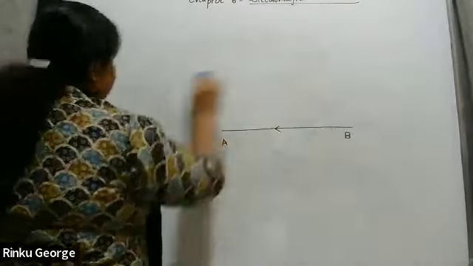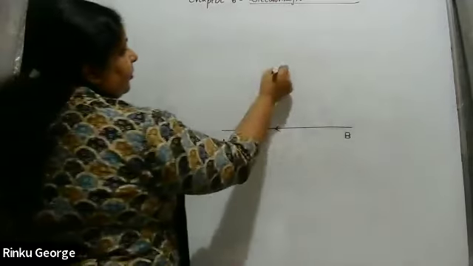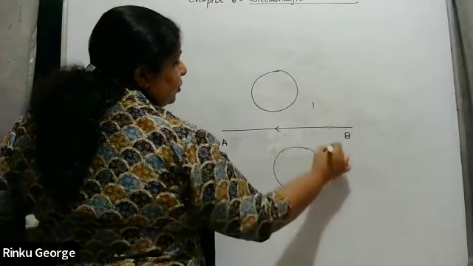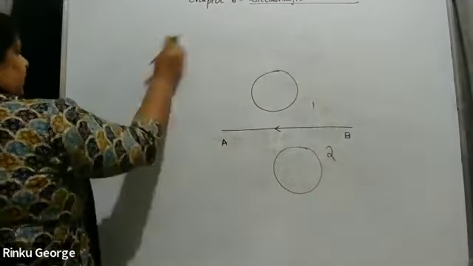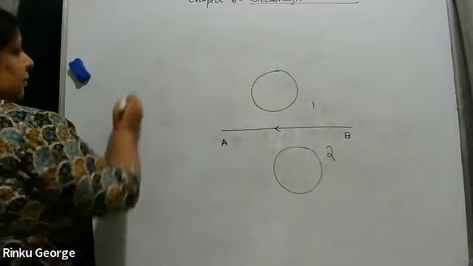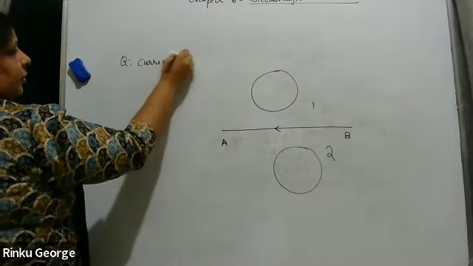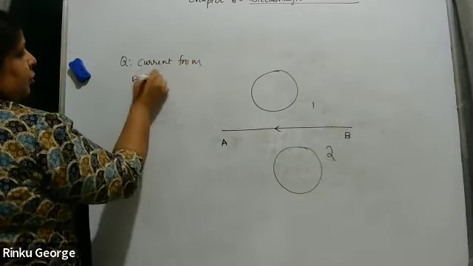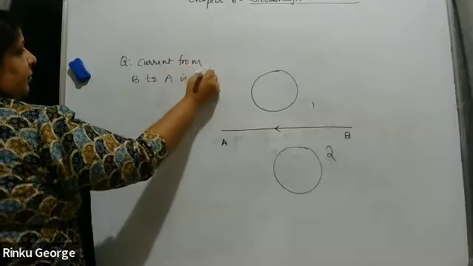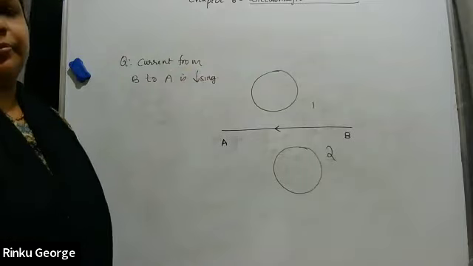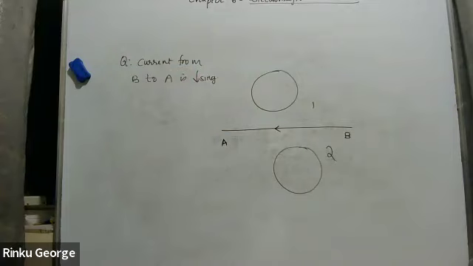Same question, okay. The diagram only differs. Find the direction of induced current in loop 1 and 2. Current B to A is decreasing. The question, you write it as a separate question. Current from B to A is decreasing. Find the direction of induced current in loop 1 and 2.